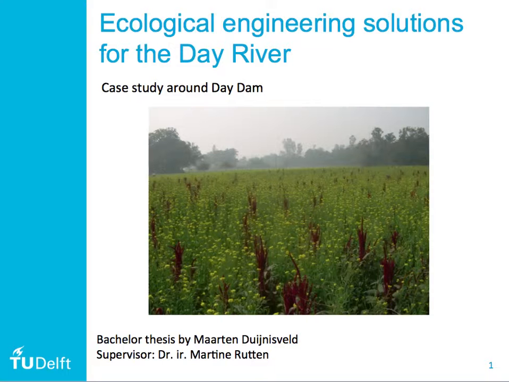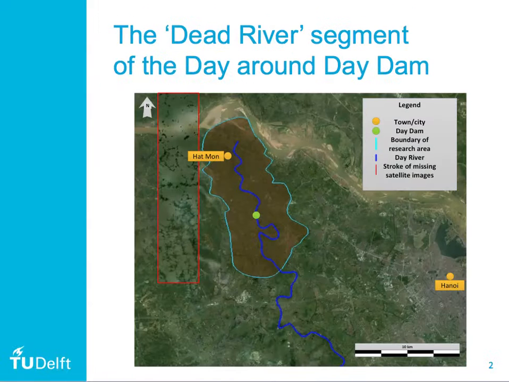Bachelor thesis at TU Delft with the title Ecological Engineering Solutions for the Dye River with a case study around Dye Dam. My name is Maarten Duijnisveld and I was supervised by Martine Rutte, and my thesis was done in the framework of the MK27 project.